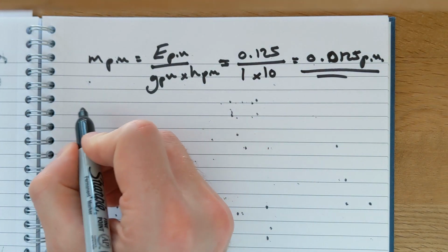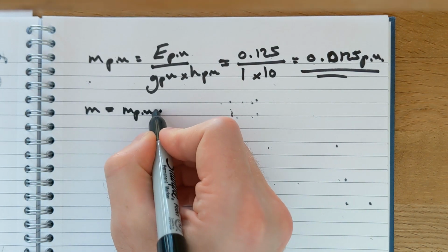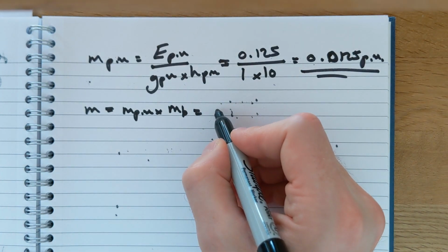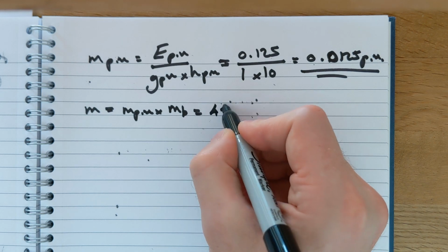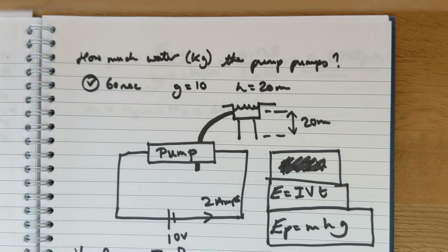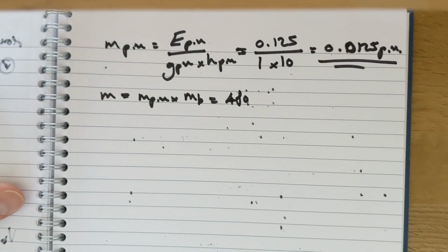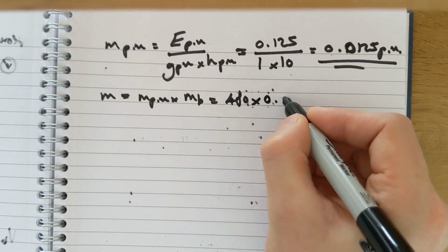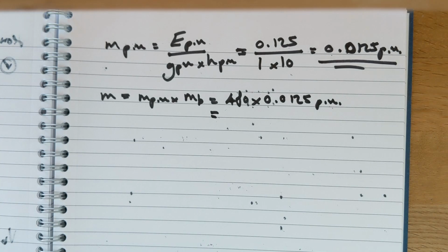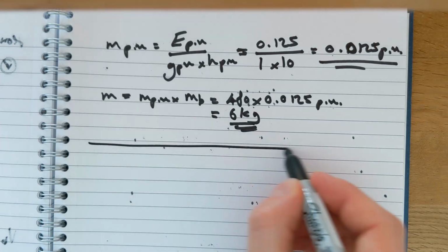And so now all we've got to do is convert that mass in per unit to a real mass value, which is our mass in per unit times by our mass base value, which is 480 kilograms times by 0.0125 per unit, which equals 6 kilograms. That is our final answer.